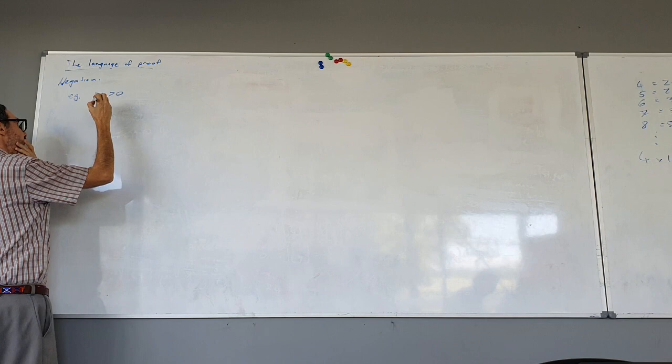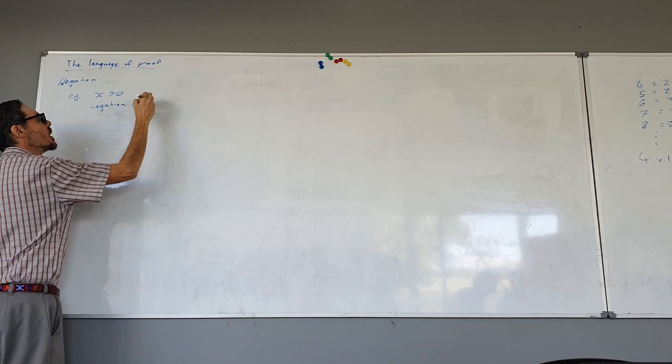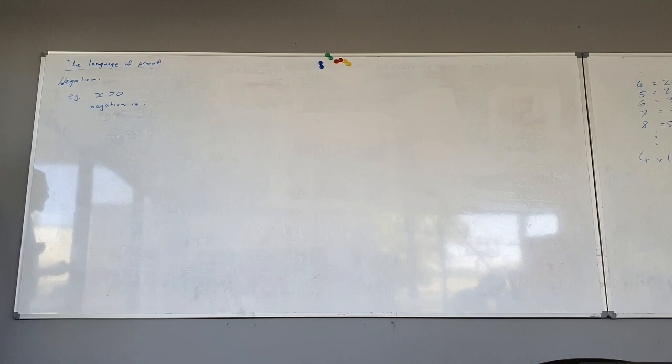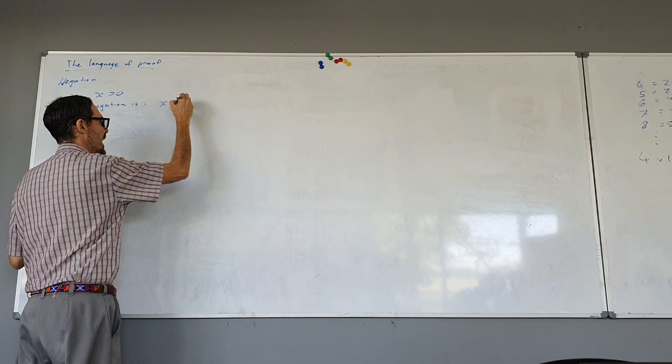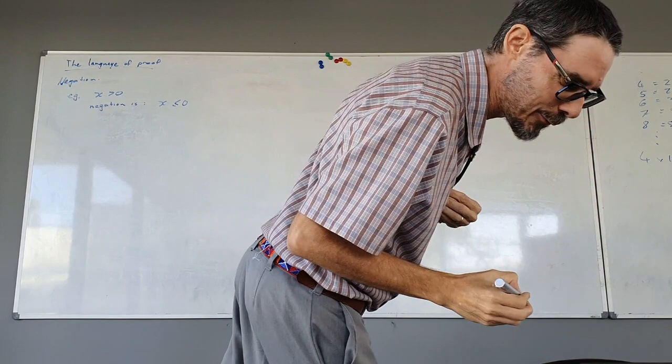X equals zero. And what about negative three? X is less than zero. What about zero? Equal to or less than. Correct. See how that worked? Think carefully.